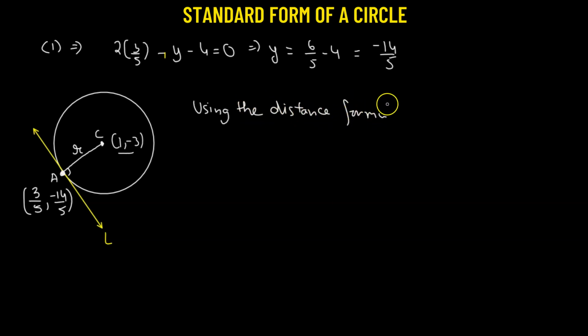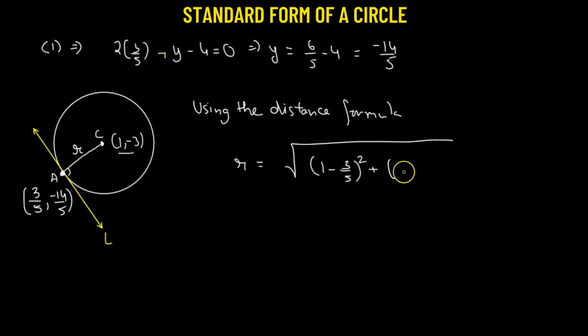The distance formula is very simple. It's simply r equals the square root of the difference of the x coordinates, so we take 1 minus 3 over 5 and square it, and add it to the square of the difference of the y coordinates. That's negative 3 minus negative 14 over 5, so we get positive 14 over 5, whole squared. Solving for the value of r, we get r equals 1 over the square root of 5.